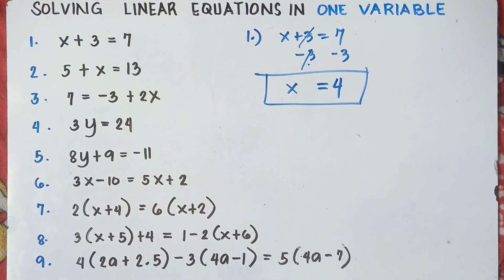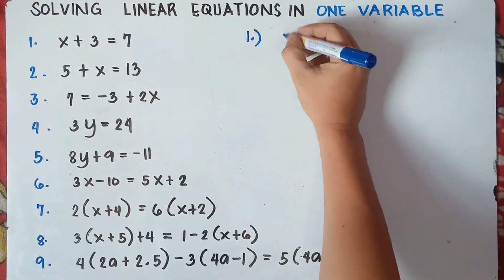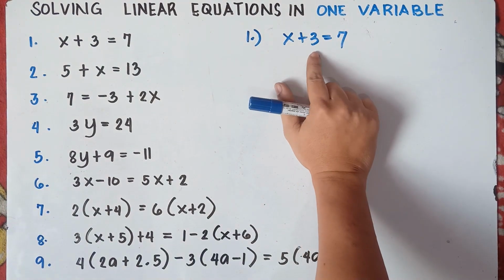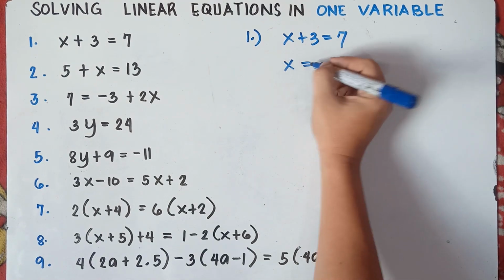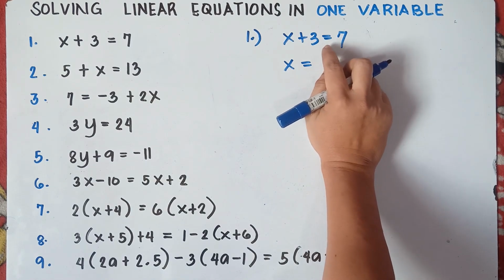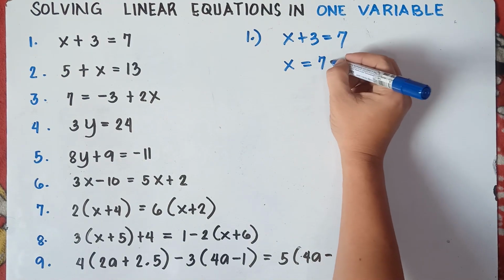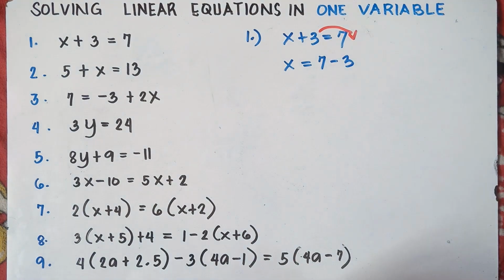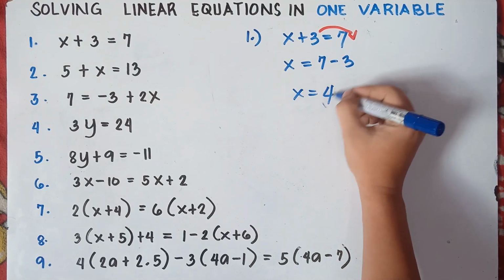You can do it this way, or the last solution, you can simply use transpose. x plus 3 is equal to 7. To get the value of x, simply transpose this 3 from left to right. So x equals, okay, transpose this one. Once you transfer a term across this equal sign, you always change the sign. This is positive 3, it will be negative 3. So this will be 7 minus 3. Transpose 3 from left to right. So 7 minus 3, x is equal to 4.